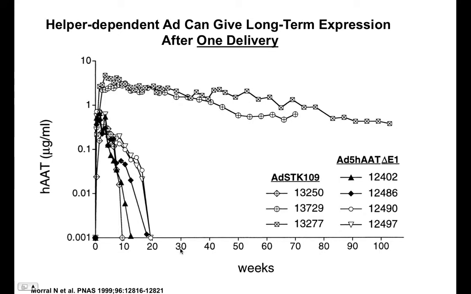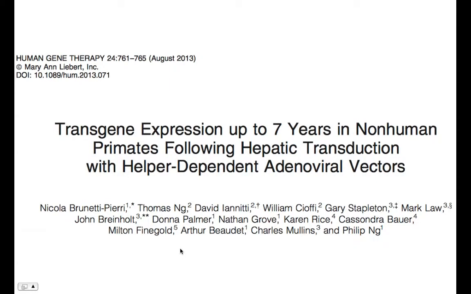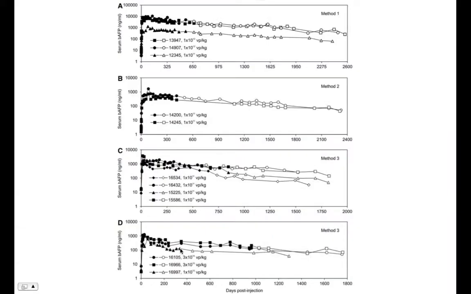Helper-dependent adenovirus can give long-term expression after one delivery, so you can get essentially one injection of this, and it should help. Transgene expression up to 7 years in non-human primates following hepatic transduction with helper-dependent adenoviral vectors. So you can get this expressing for some amount of time, though it's not the best. Retrovirus and lentivirus are better for long-term expression.